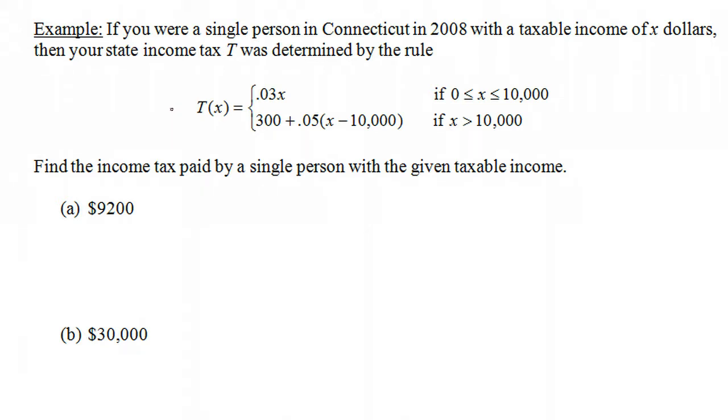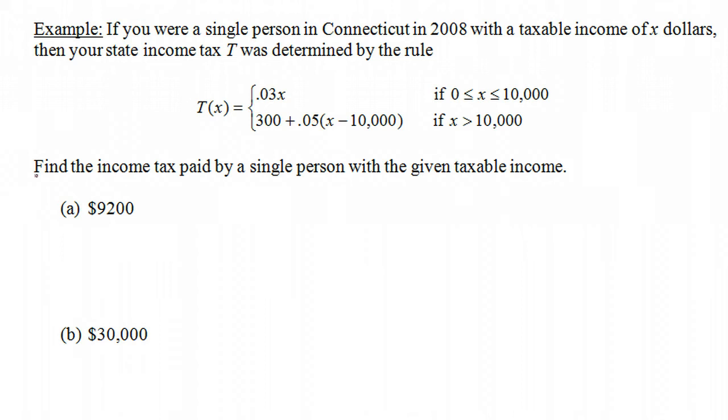Basically, I'm not going to go into the details of this function, but basically what this is saying is that if your income is less than $10,000, you will pay 3% state income tax. Now, any money that you make that's above $10,000 will be taxed at a 5% rate. For example, if a person makes $30,000, the first $10,000 of their income will be taxed at a 3% rate, and the other $20,000 of their income will be taxed at a 5% rate. I'm not going to explain where this formula comes from, but that's basically what this is saying here.